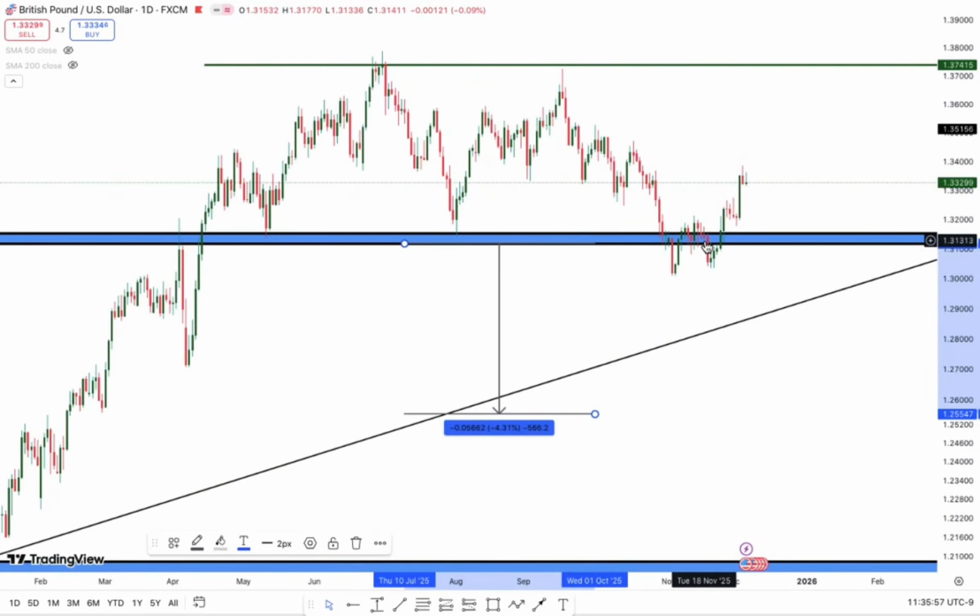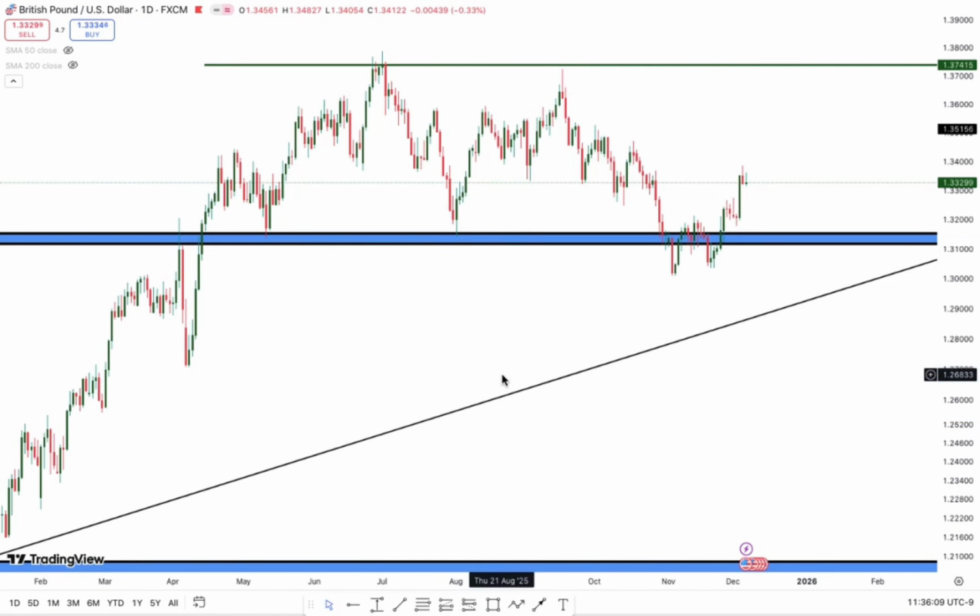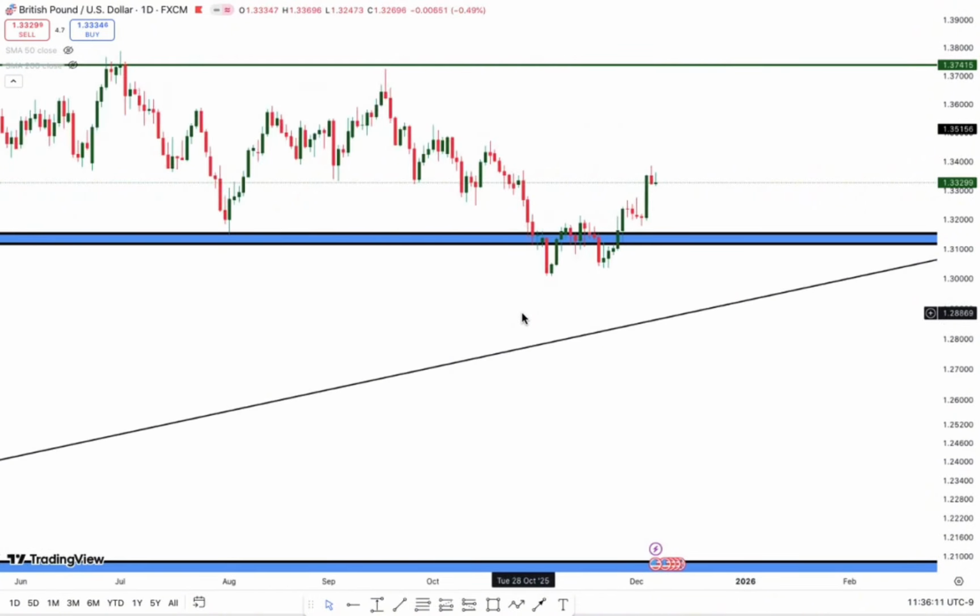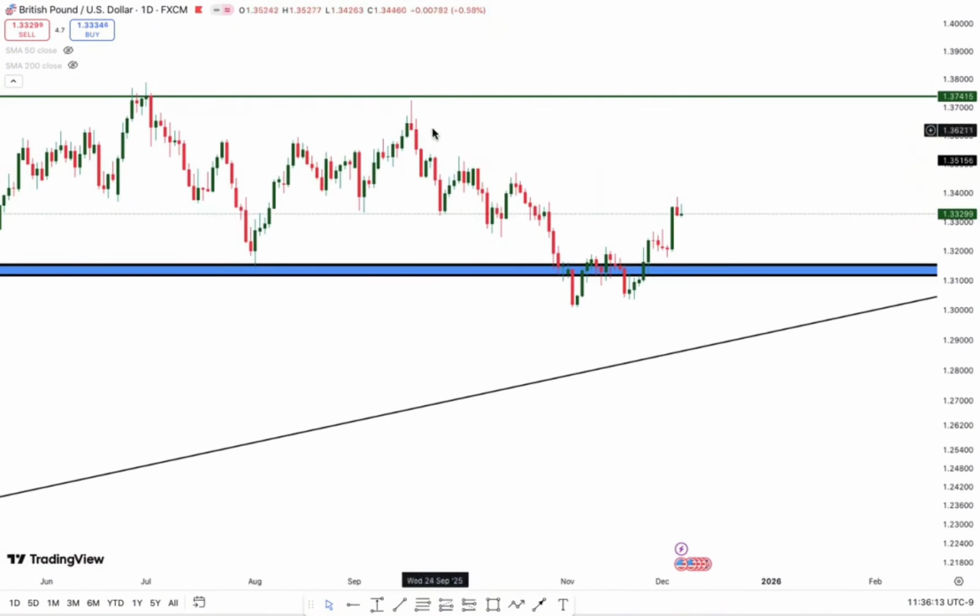This pullback is simply not enough. So this is how you judge pairs that are actually ready, quality trades. We have A setups, we have B setups, we have C setups, we have no setups. Do you understand?